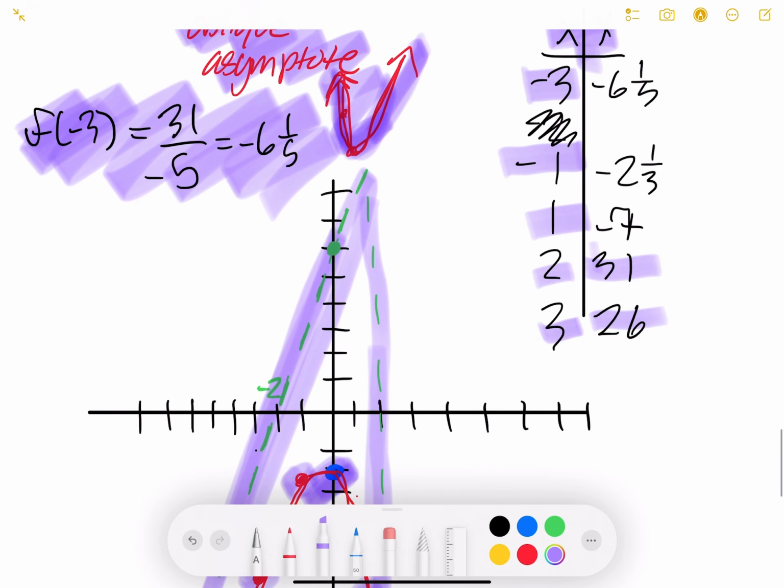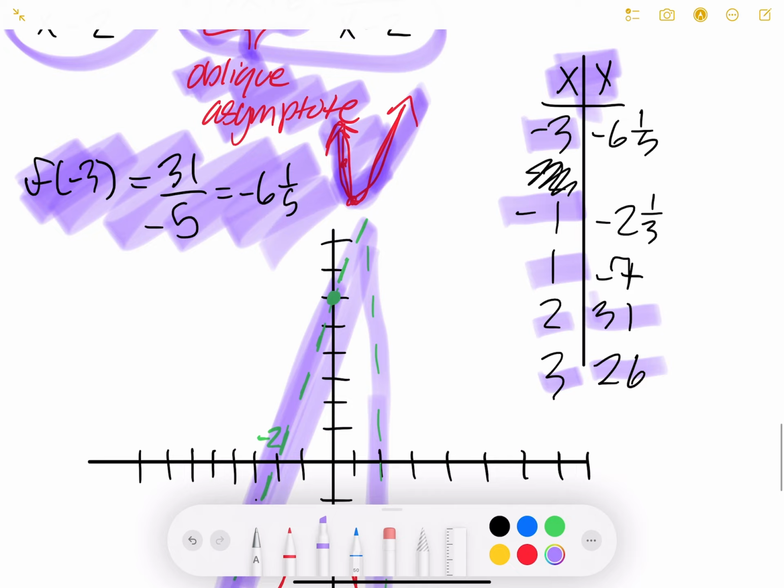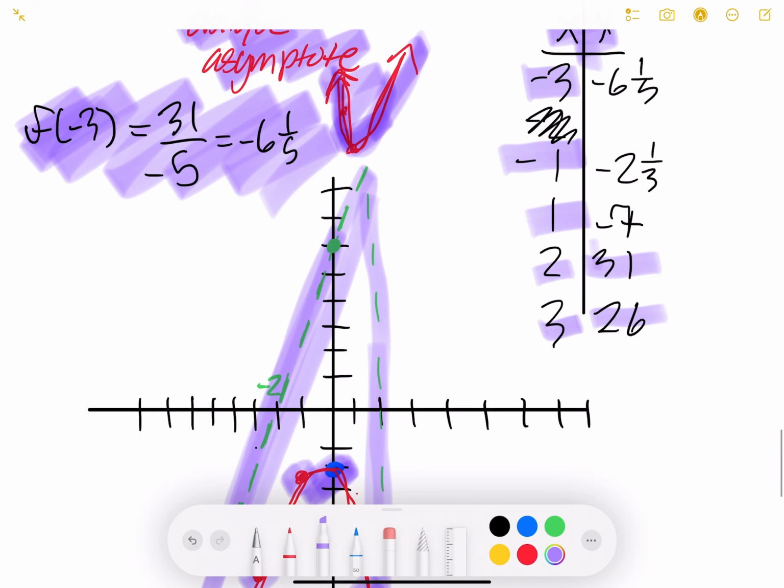So it's a lot of extensive knowledge that you would have to know to graph these, but it's not as terrible as it may seem.